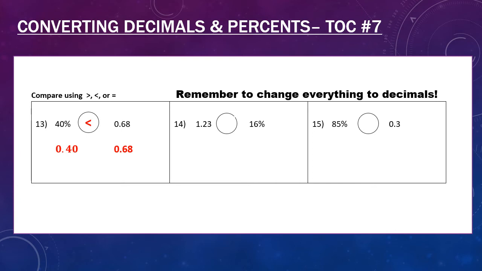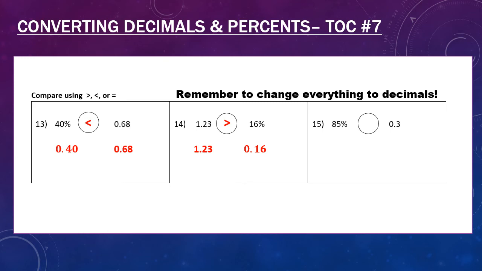Number 14, we have $1.23, can stay there, it's already a decimal. Change 16% into a decimal, it becomes 16 cents or 16 hundredths. And then you have to ask yourself, which is more money? Who's Baby Shark want? Baby Shark wants $1.23.